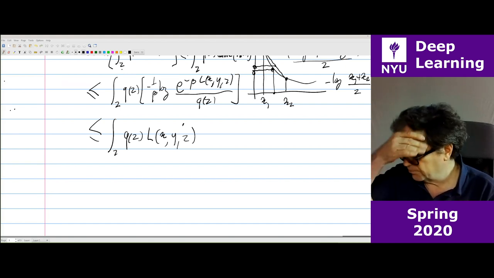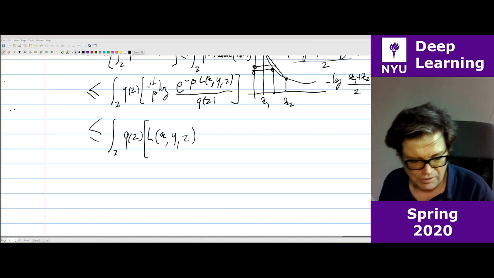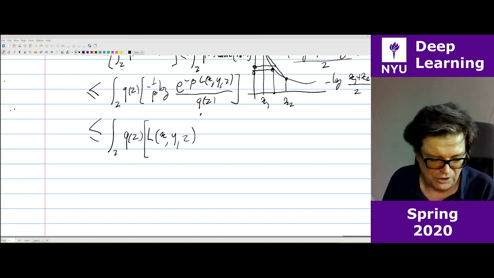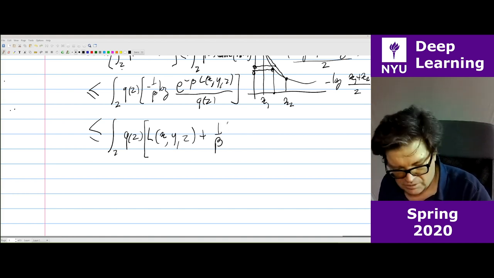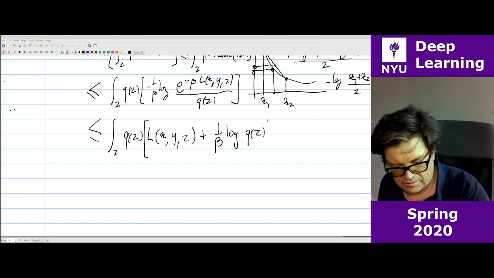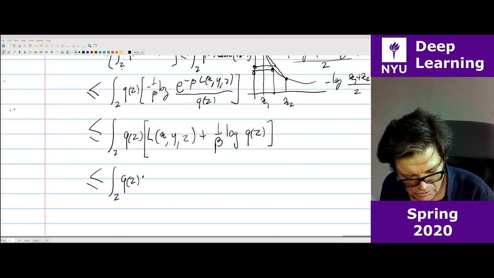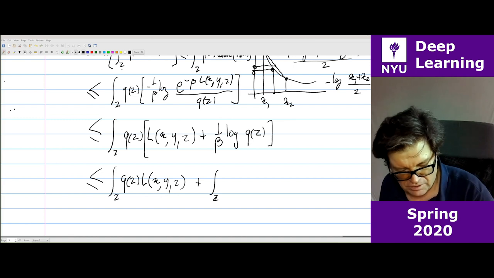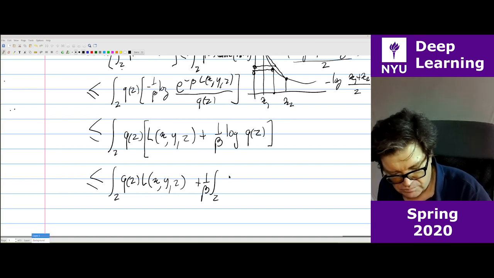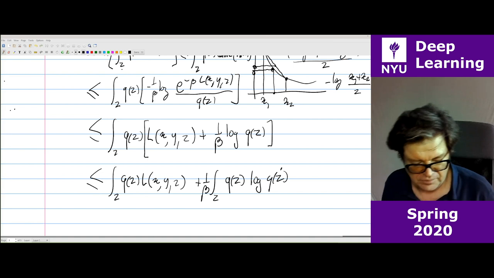And then I get a second term, the negative log, 1 over beta, of q(z). But q(z) is in the denominator, so I bring it to the top. That cancels the minus sign, and so I get plus 1 over beta log q(z). I can write this again as the sum over z of q(z) L(x,y,z) plus the sum over z of 1 over beta q(z) log q(z).